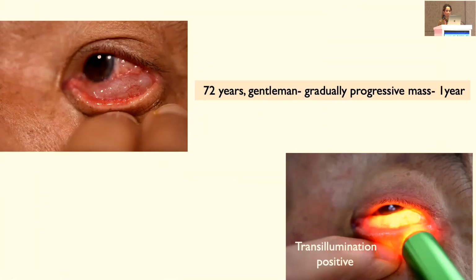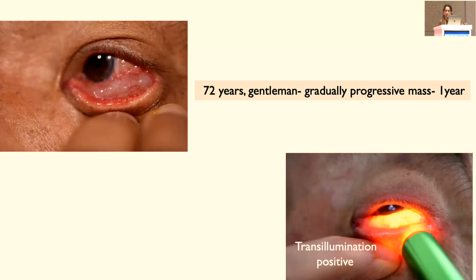Well, an easy one: a 72-year-old gentleman with a gradually progressive mass for 1 year. In fact, he had previous surgeries done multiple times. He was referred to me with a query of lymphoma. It looks fleshy, it really looks fleshy. There are surface vessels over there. It's arising from the fornix. But this particular test of transillumination gives away that it is a cyst. So it was an inclusion cyst, with a history.